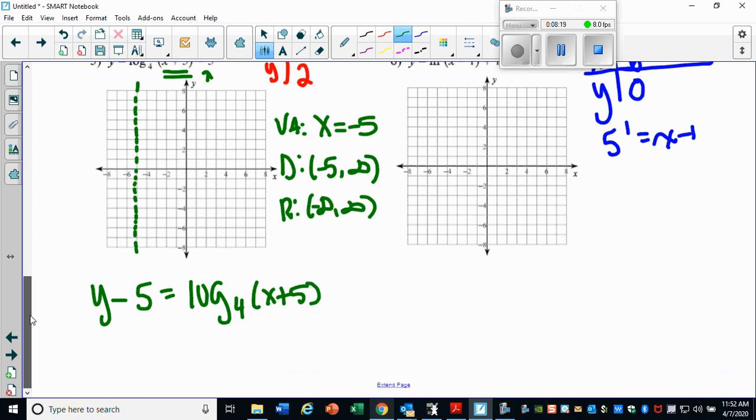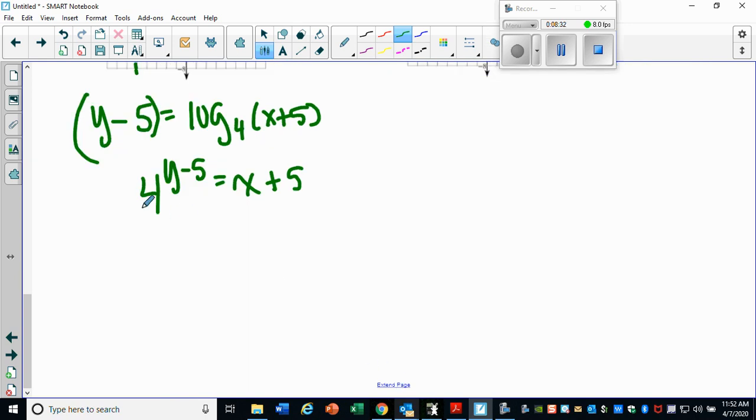Okay, now let's rewrite this as an exponent. Make sure you put this in parentheses because that whole thing becomes an exponent. 4 to the y minus 5 is equal to x plus 5. Now when I go ahead and make my table, once again, I want to pick values that make a nice pretty exponent here.